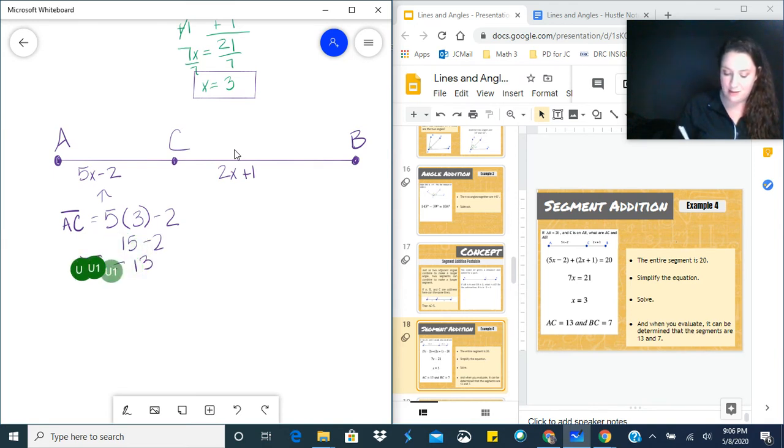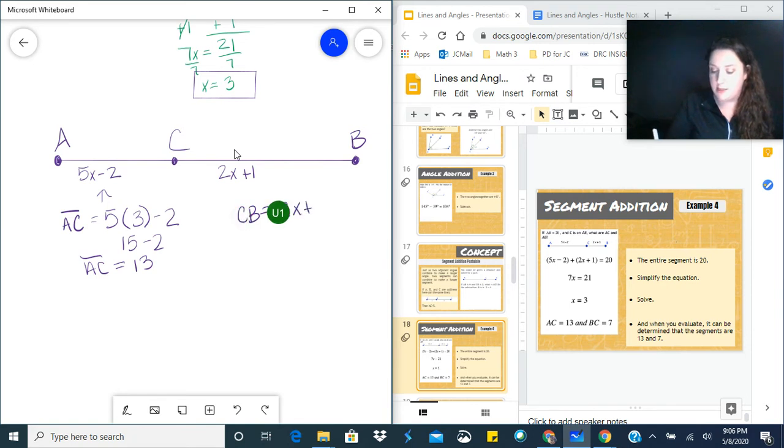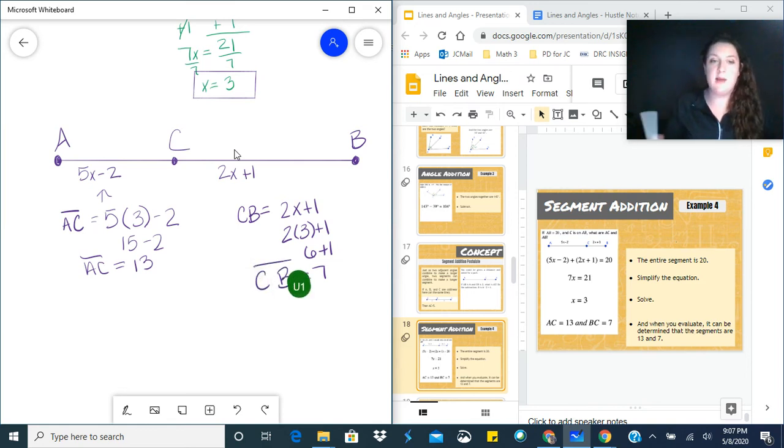AC equals 13. And then CB equals 2x plus 1. You're using that same x equals 3. So you have 2 times 3 plus 1. 2 times 3 is 6. 6 plus 1 equals 7. See? CB equals 7.